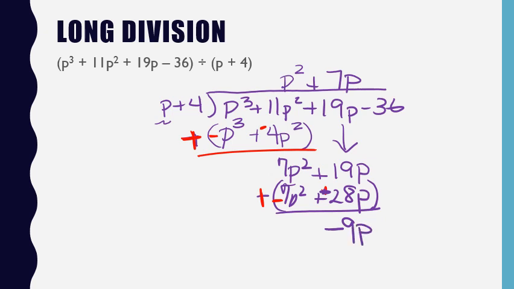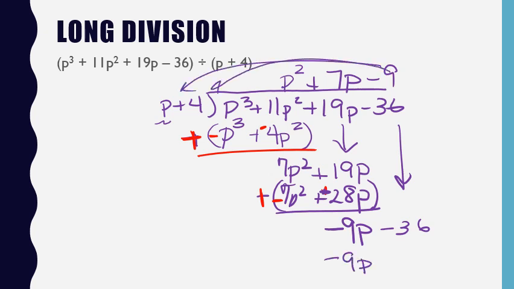Okay. And lastly, what do I multiply p by to give me negative 9p? And that would be negative 9. Got to bring down this negative 36, so we're bringing the sign down with it. When I multiply, I get negative 9p minus 36. And if I was to subtract them, they're exactly the same. So I get a remainder of 0. Now, I'm not worried about remainders. Sometimes you will have problems with remainders, but not in Algebra 1.